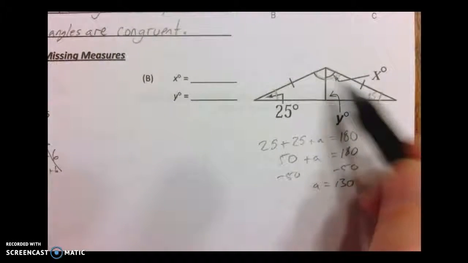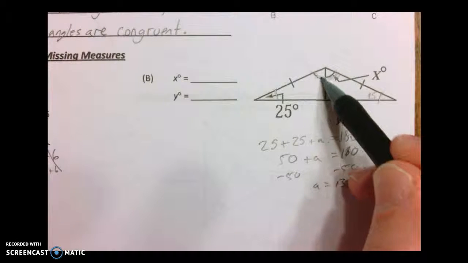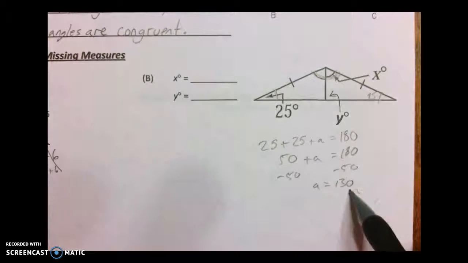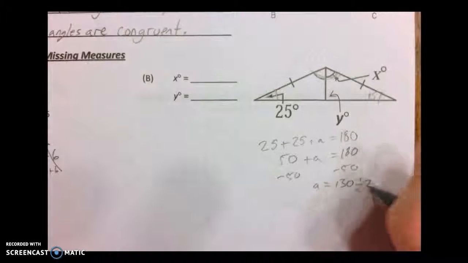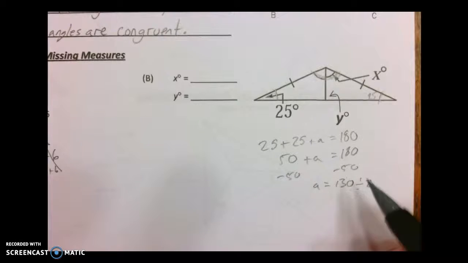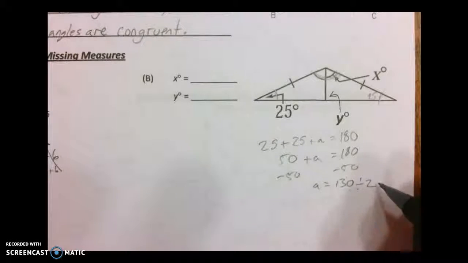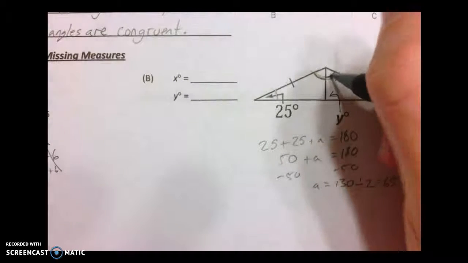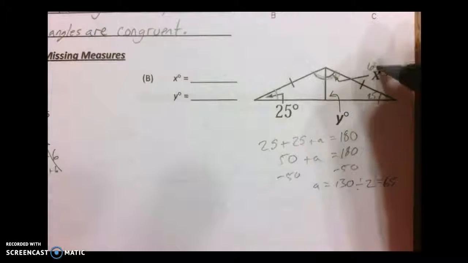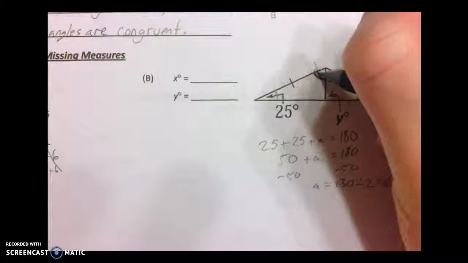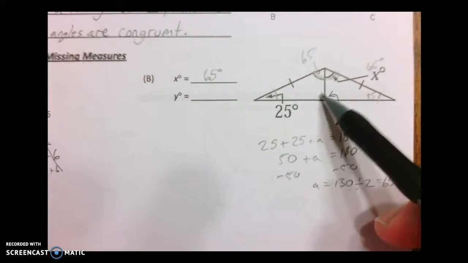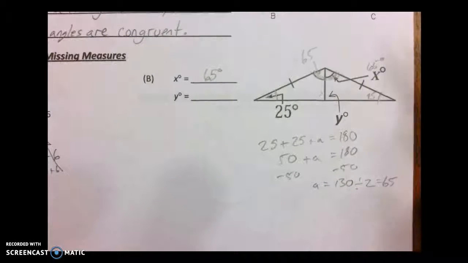Now, if this whole thing is 130, and it's divided into two equal parts, or it's bisected, then we can take this 130 and divide it by 2 because it's two equal parts. And 130 divided by 2 would equal 65. So now we know this angle x here is 65 degrees. This side is also 65. I'm going to write my 65 degrees here. Now we can officially figure out what this angle is.